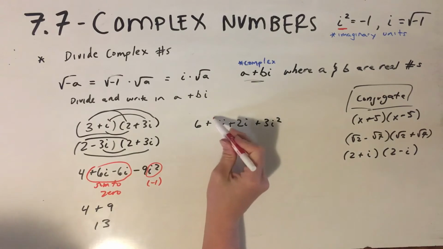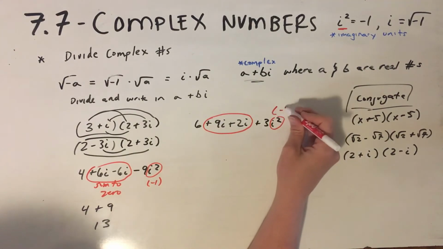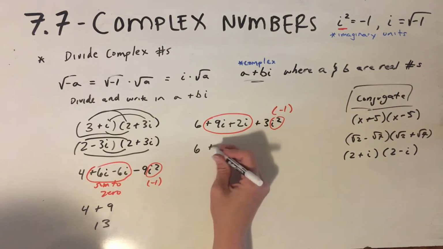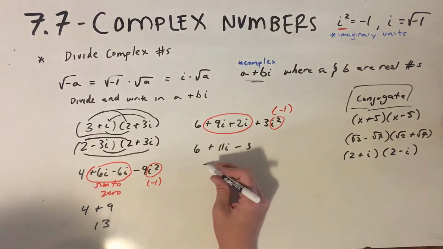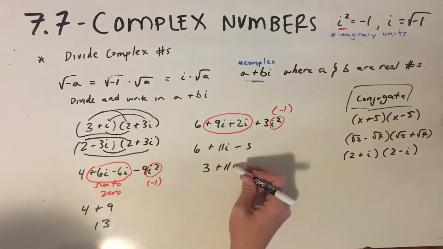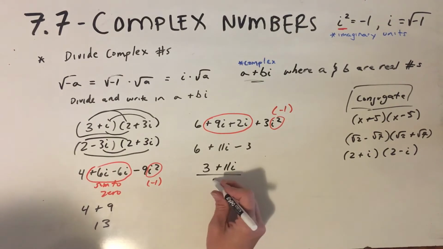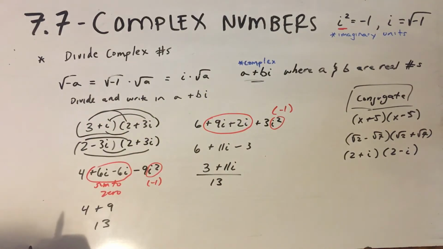These are like terms, so I can combine them, and I need to replace this i squared with the value -1. So I'll have 6 plus 11i minus 3, which is going to give me 3 plus 11i. This is what I have on top, and 13 is what I have on the bottom. So again, the directions will say divide and write in the a plus bi form.